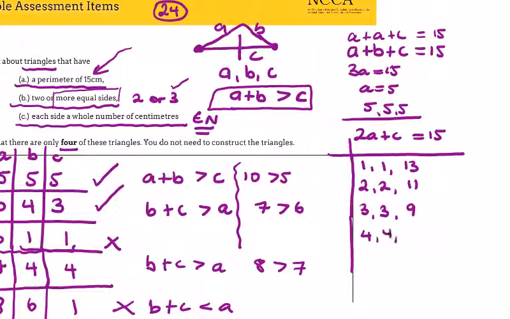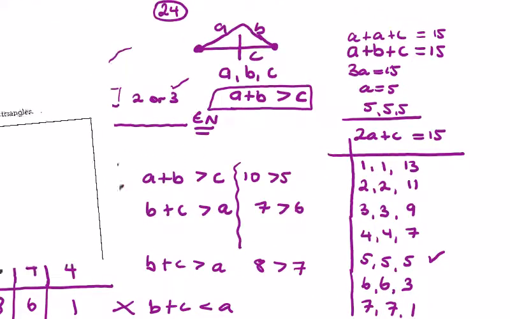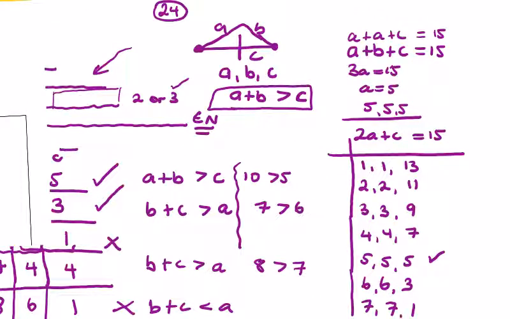4, 4, 8 and 7. You can see the pattern here, 13, 11, 9, 7. 5, 5, 5 is the one that worked for us. These are the only ones. We're going to have 6, 6 and 3, 7, 7 and 1, and then we go to 8, 8, that'll be 16. So these are the only potential natural numbers that work for us.